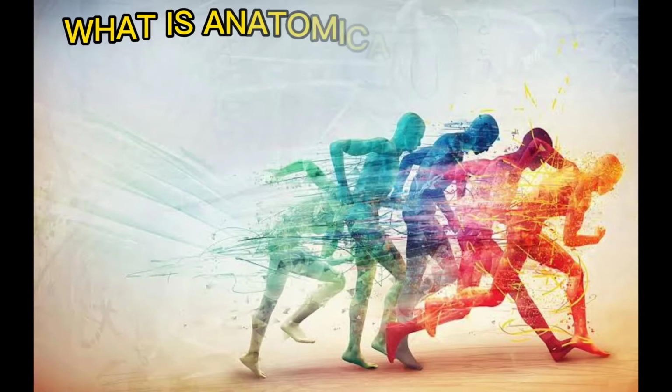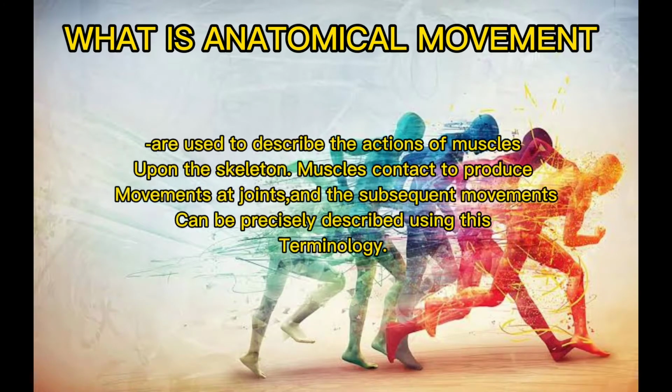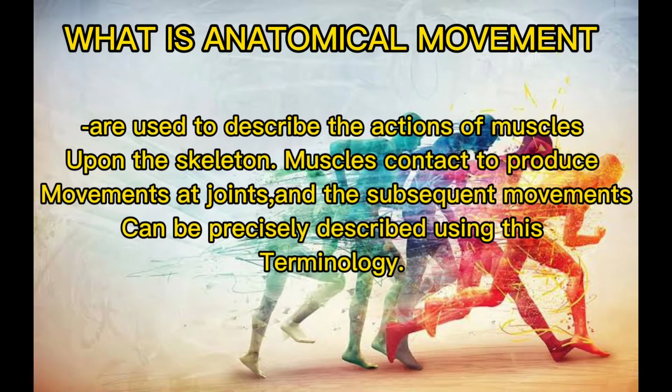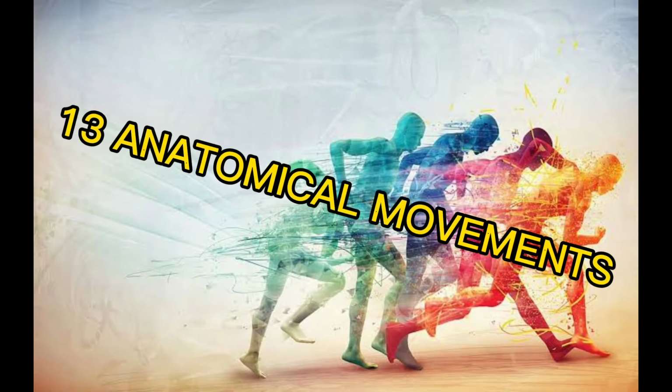First things first, let us identify what is anatomical movement. Anatomical movements are used to describe the actions of muscles on the skeleton. Muscles contract to produce movements at joints, and the subsequent movements can be precisely described using this terminology. These are the 13 anatomical movements.